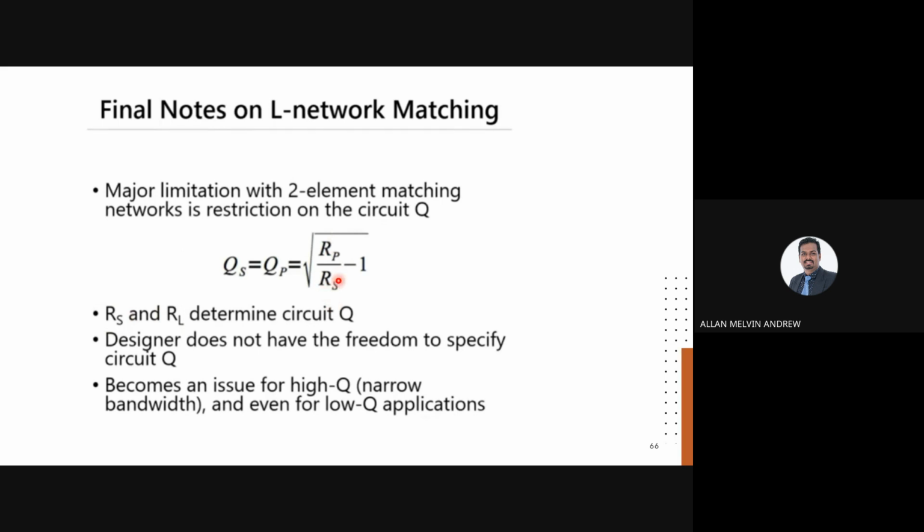So the resistance. Practically we can put it in a different sentence: RS and RL determine the value of Q. If you have differences in these, the value of Q will also differ. So the antenna has to be designed in a certain way.